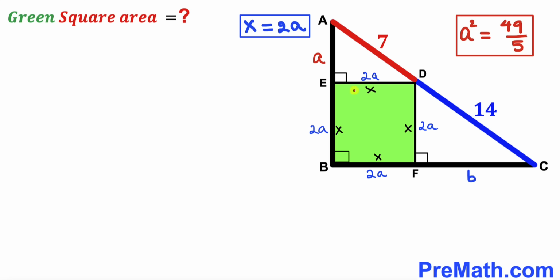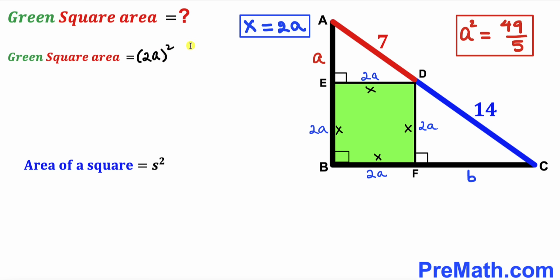And here's our final step. Now we are going to calculate the area of this green shaded square EBFD. Let's recall the area of a square formula. Area is always equal to s squared, where lowercase s is the side length of the square. In our case, the side length of this green square is 2 times a. So our green square area is equal to (2a) squared, and that's equal to 4 times a squared.